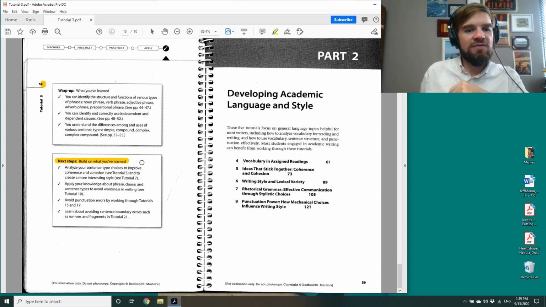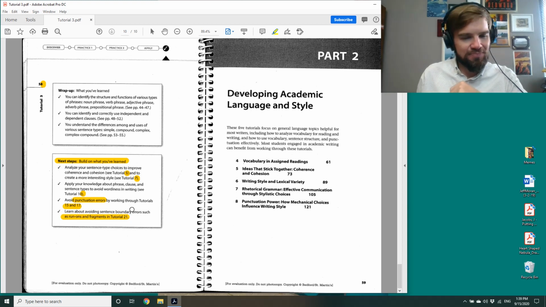Next steps, so this is again, if you are interested in one of these topics and you want to get more information about it, Professor Ferris will tell you where that information lives in her book. So if you want to analyze your sentence type choices to improve coherence and cohesion, you can see tutorial 5. And to create a more interesting sentence style, you can see tutorial 7. If you want to apply your knowledge about phrase, clause, and sentence types to avoid wordiness, you can see tutorial 10. If you want to practice punctuation errors, that's tutorial 15 and 17, and we will talk about commas eventually. And finally, you can learn about avoiding sentence boundary errors such as run-ons and fragments in tutorial 21.